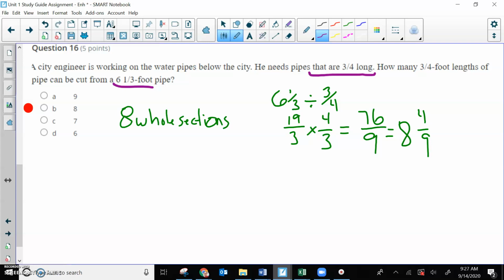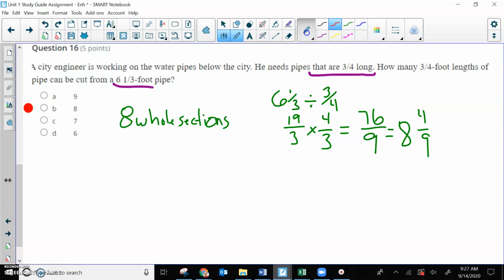So he has a long pipe that's 6 1/3 feet, and he's cutting that pipe into sections. So that is a division problem. Notice that the dividend is the number that is the total. 6 1/3 is the total amount, and 3/4 here is the sections he is cutting. So it is 6 1/3 divided by 3/4. And so we just walk through this division process.